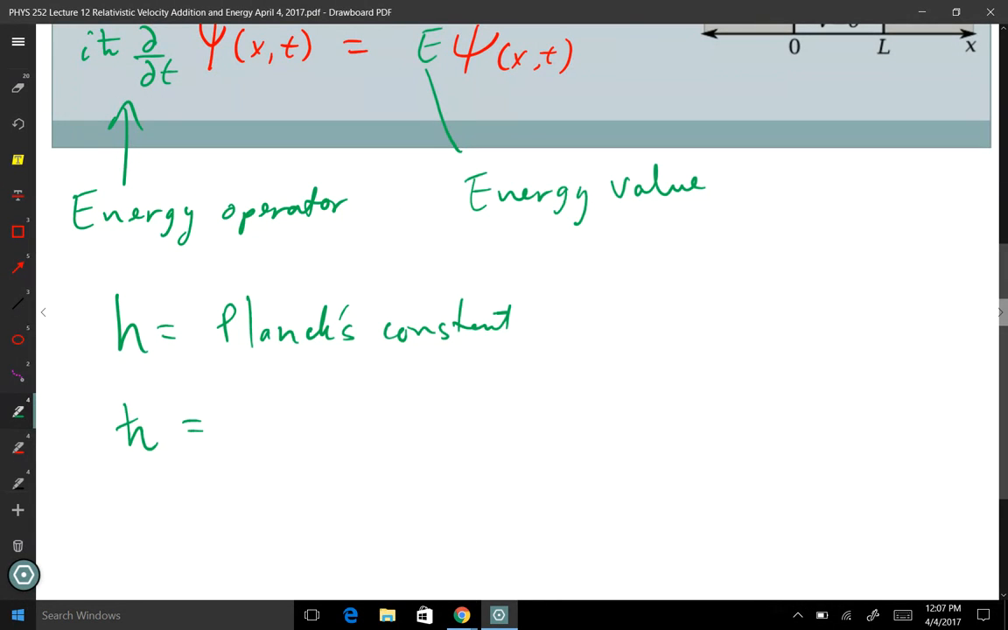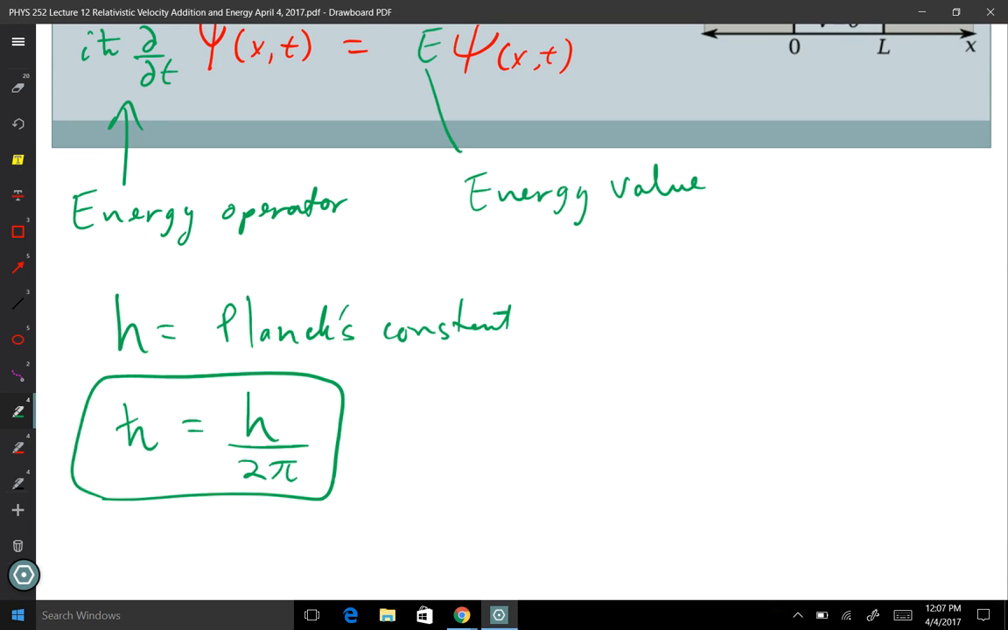H bar, when I was in college, my teacher called it H slant, and it took me a long time to learn to say H bar. You hear it both ways. It is defined as h over 2 pi. That's all it is. Some people call it Planck's reduced constant. I've seen other names for it as well. Some people just call it Planck's constant and really confuse the issue. So we usually say something like H bar or H slant, and then everybody knows what we mean is Planck's constant h over 2 pi. So that's the unknown symbol.